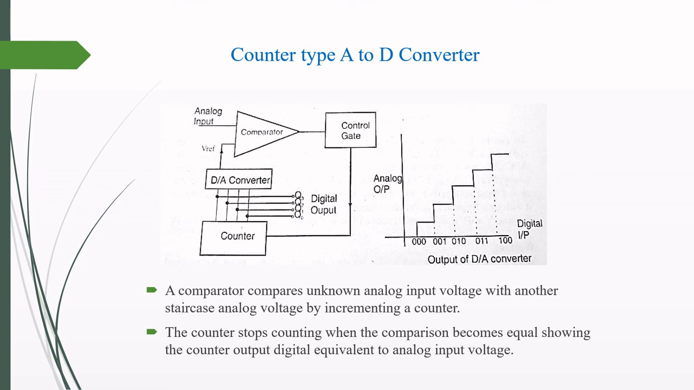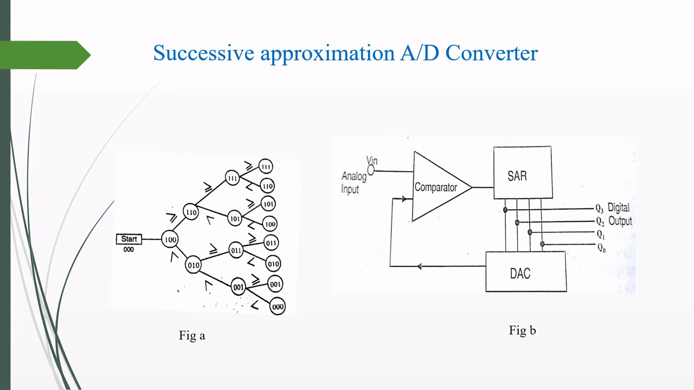When the increasing reference voltage equals or exceeds the unknown analog input voltage, the comparator output switches to the opposite voltage level. The change in the comparator output stops the counter through control gate. The counter stops and the conversion is complete. The output of comparator is now the coded digital equivalent of unknown analog input voltage. Now let us see successive approximation type A to D converter.